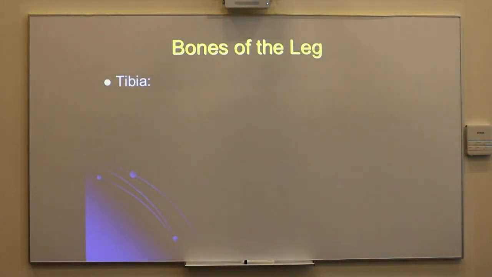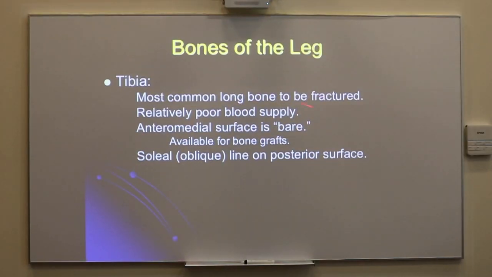So the bones of the leg: we have the tibia, which is the most common of the long bones to be fractured. It has a relatively poor blood supply. Its anterior medial surface, which you see here, is called the shin bone. It's all subcutaneous, so it has no muscular attachment. It is just under the skin. You can feel the anterior medial surface of the tibia. It's called the shin bone.